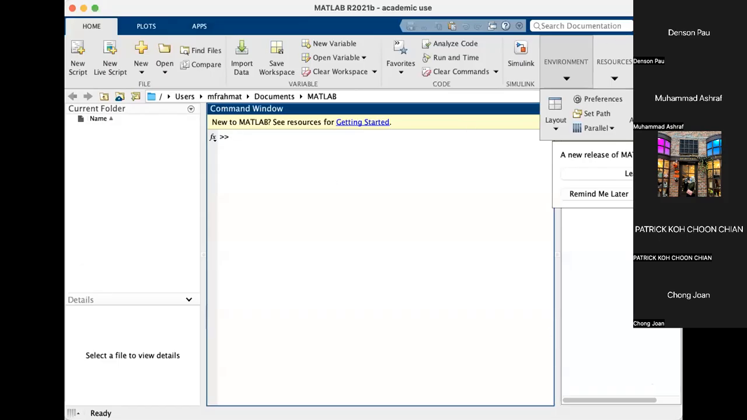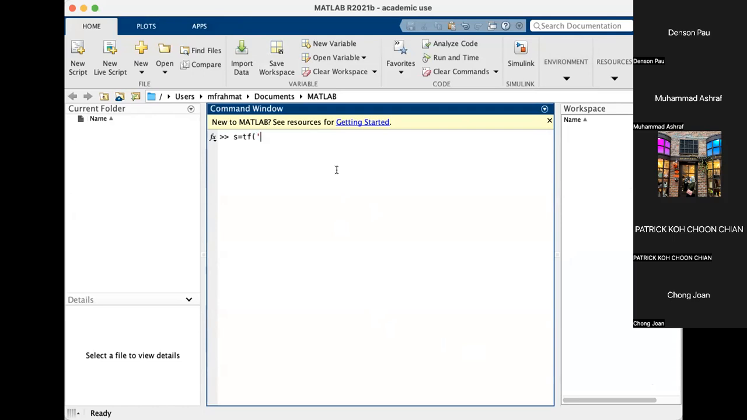Can you see my MATLAB? Guys, can you see my MATLAB? Yes, Doctor. Ashraf, what is the transfer function? 1 over s plus 2. Okay, thank you.